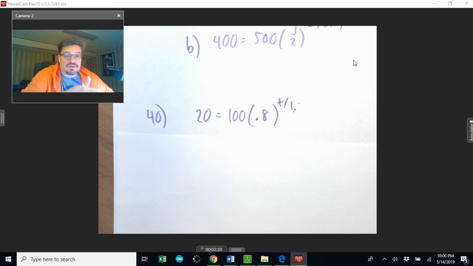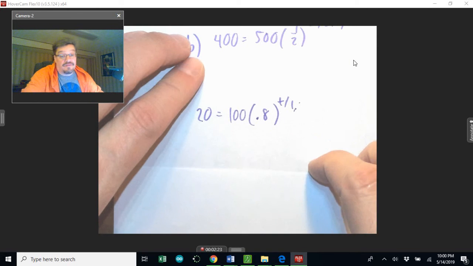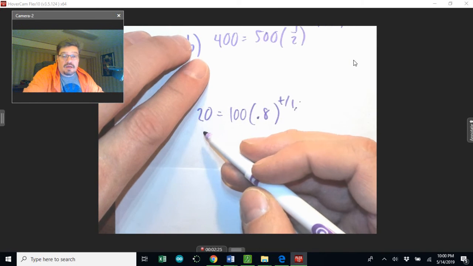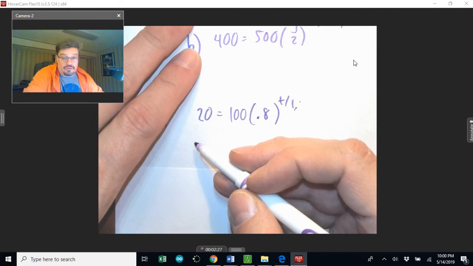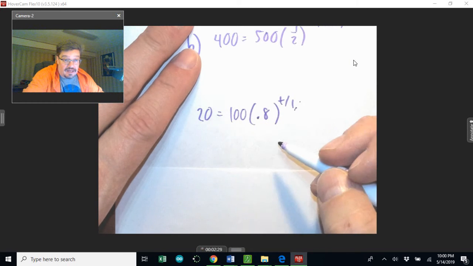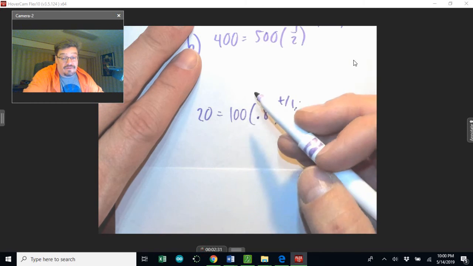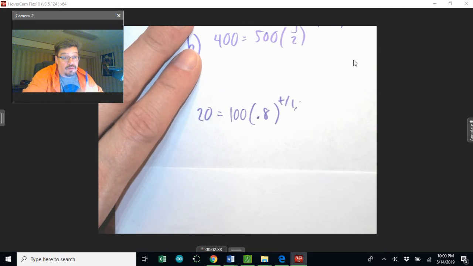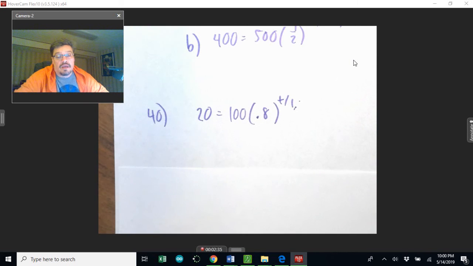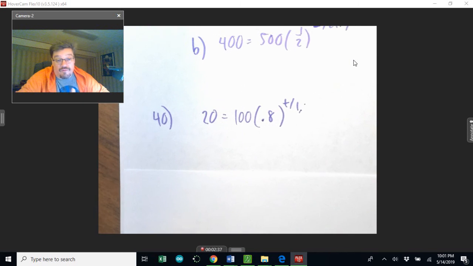All right? So we would divide by 100. We'd get 0.2. Take the log of both sides. The log of 0.2 divided by the log of 0.8. Whatever that is, that's your answer. And you can go into Go Formative, type it in, make sure that you get it.